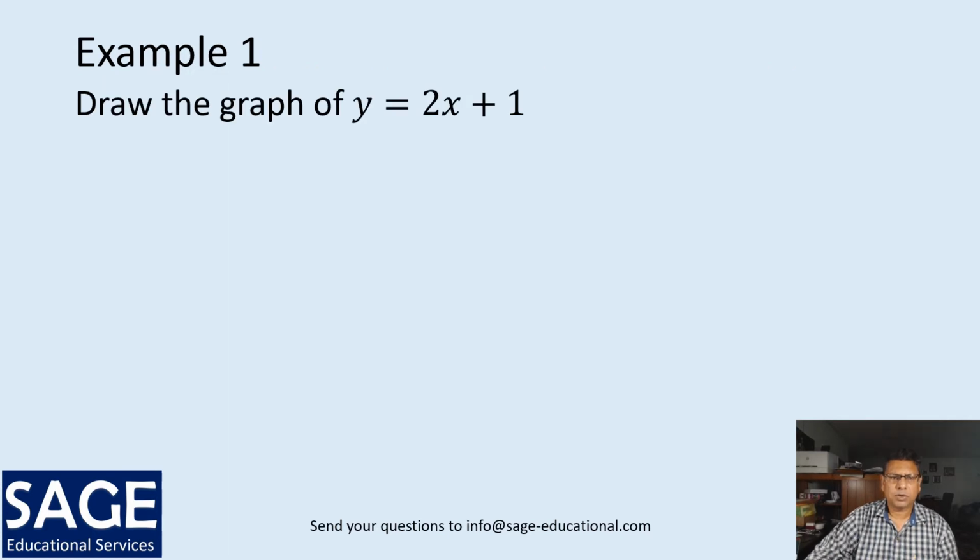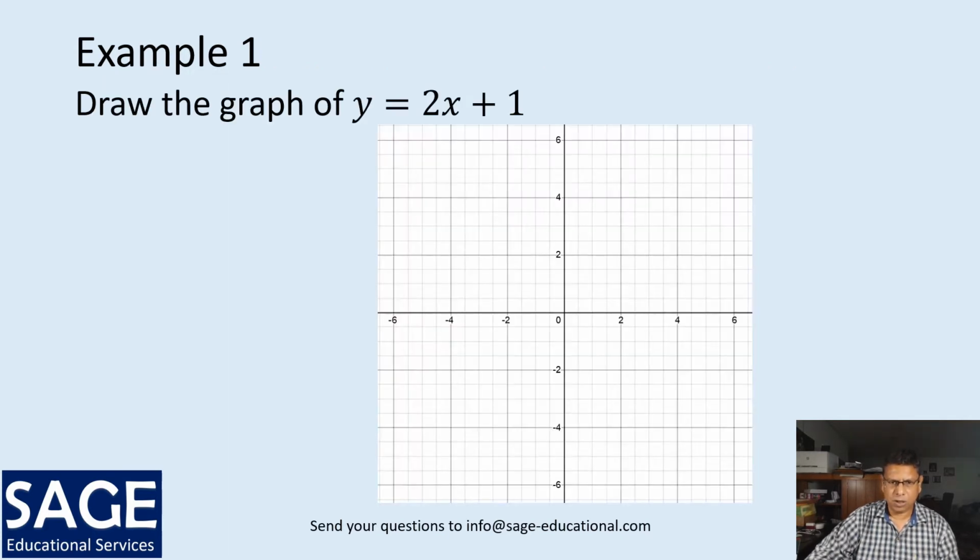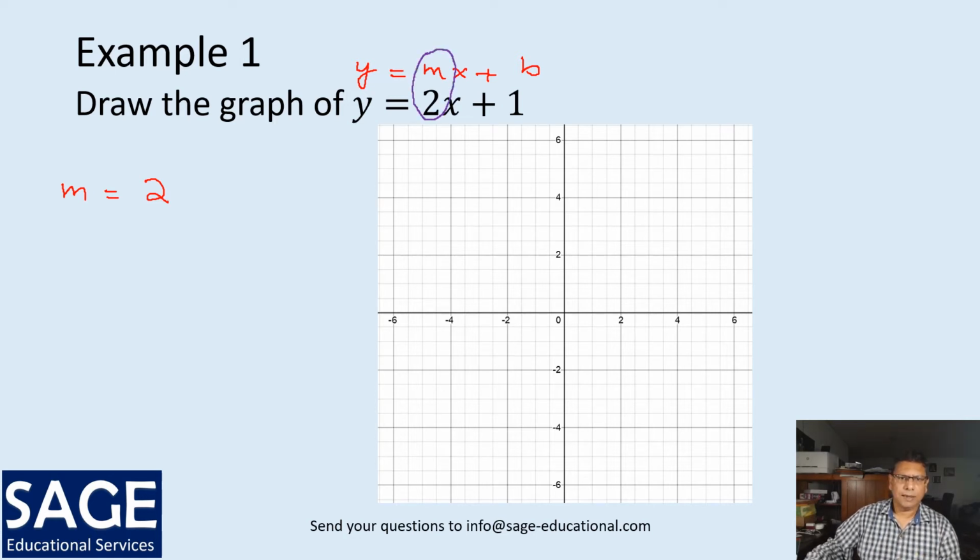So we want to draw the graph of y is equal to 2x plus 1. So here, first thing that we notice is that the slope m is equal to 2. So we are going to compare this equation with y is equal to mx plus b. And when you make the comparison, you can see that the slope is equal to 2. And then the second thing you can see is that the y-intercept is equal to 1. So that's the first thing that we need to figure out. So b is equal to 1.